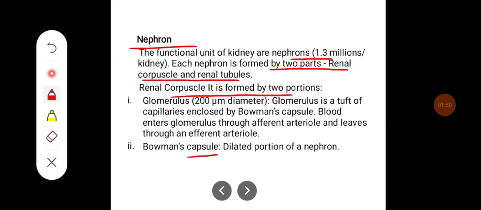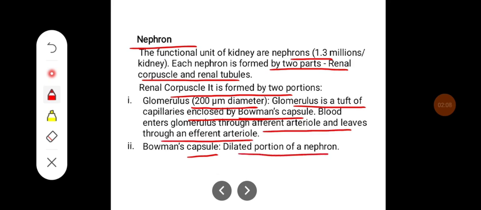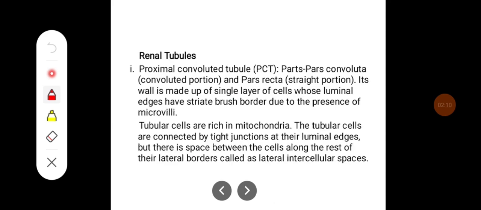Glomerulus, the diameter is around 200 micrometers. Glomerulus is a tuft of capillaries enclosed by Bowman's capsule. Blood enters glomerulus through afferent arteriole and leaves through the efferent arteriole. Bowman's capsule is a dilated portion of a nephron.